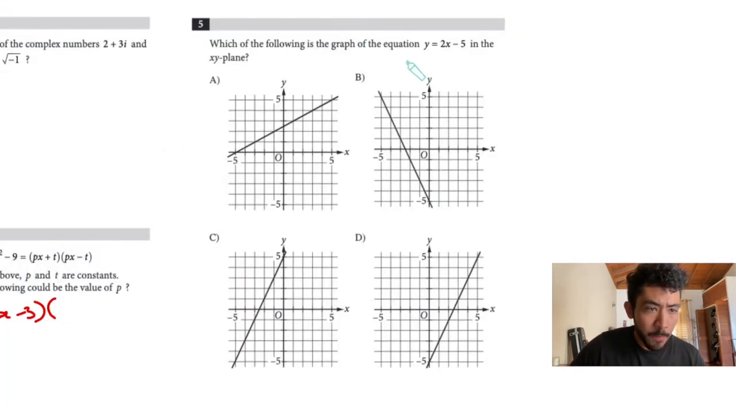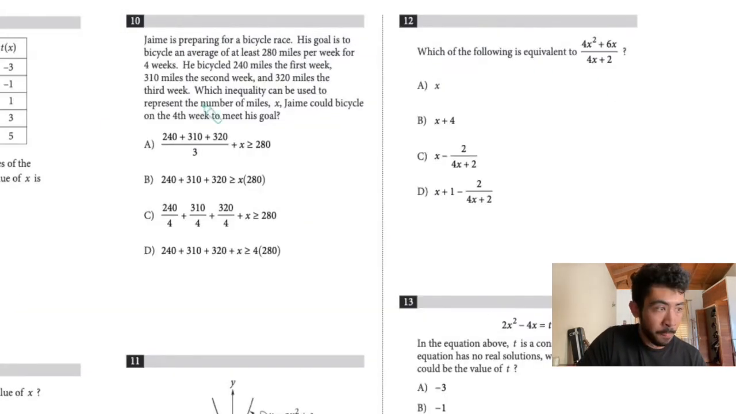Which of the following is the graph of the equation? 2x minus 5. Negative 5 is the y-intercept. It's a positive slope. Has to be D. It can't be B because B is a negative slope.